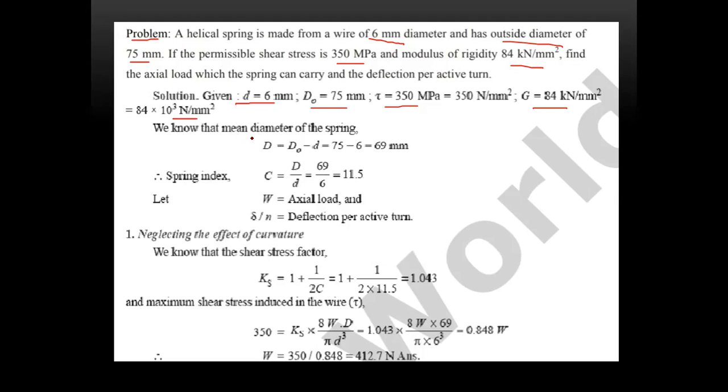Now, what is the diameter? Capital D is equal to D naught minus d. That is equal to 69 mm. So, what is the C index? C index is capital D by small d. That is equal to this value, right? Next, W is the axial load. Rho by N is the deflection per active turn. Then what is the thing you have to find?